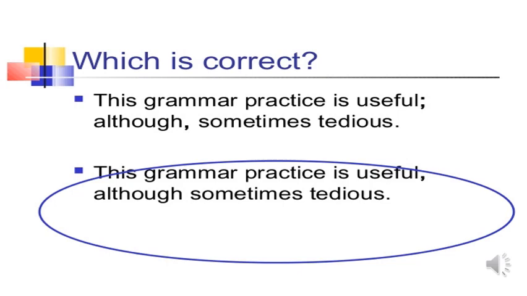Let's look at the next sentences. Two sentences. This grammar practice is useful; although, sometimes tedious. The second one: this grammar practice is useful, although sometimes tedious. The second one is correct.